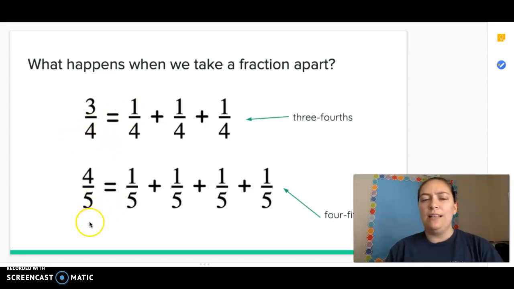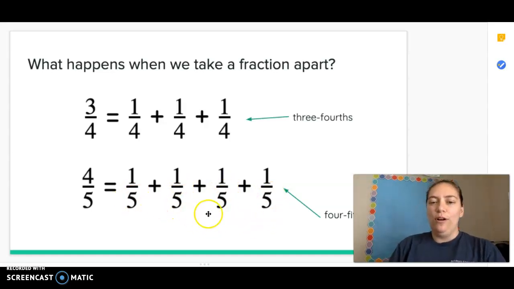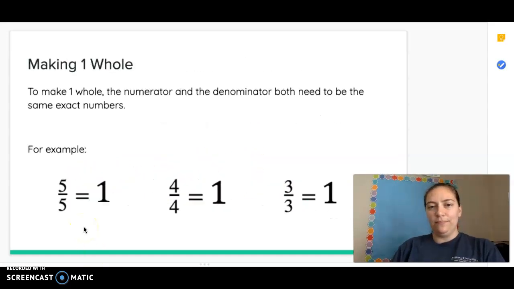Well, what happens if I take 4/5 apart? 1/5, 2/5, 3/5, 4/5, right? I have 4 1/5. 4/5. So I'm only adding the top. 1, 2, 3, 4 equals 4/5. So when we're making a whole, the numerator and the denominator both need to be the exact same numbers.